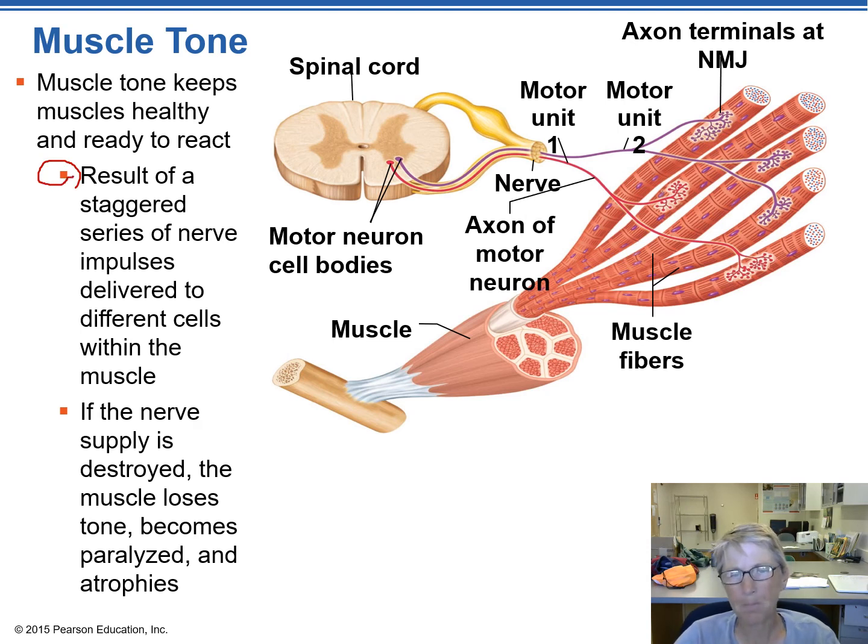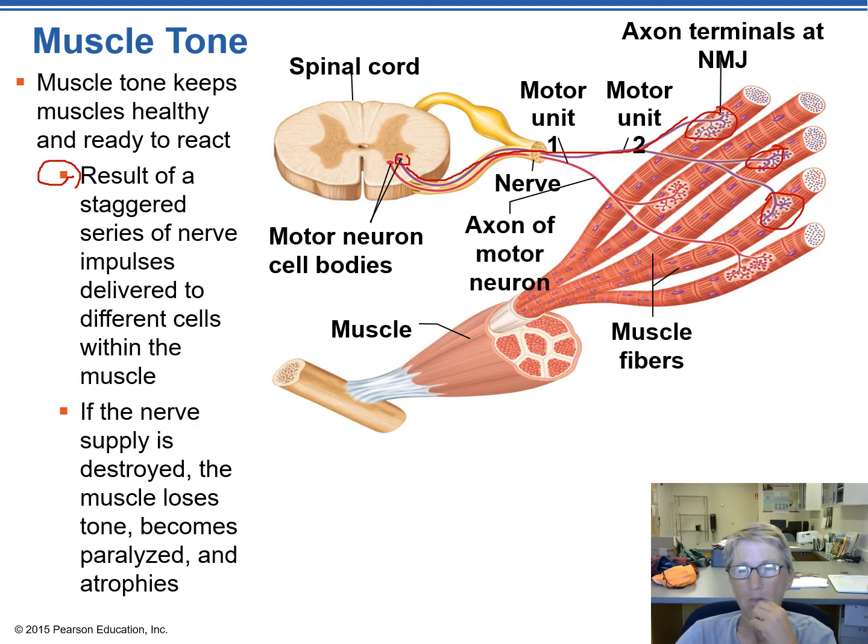So basically, let's look at the purple motor neuron, and it serves these 3 muscle cells. Staggered series of nerve impulses delivered to different cells within the muscles. So let's say this is a cartoon of the erector spinae muscle, the muscles in your back that keep you erect. So they've always got some level of contraction, aka tone.